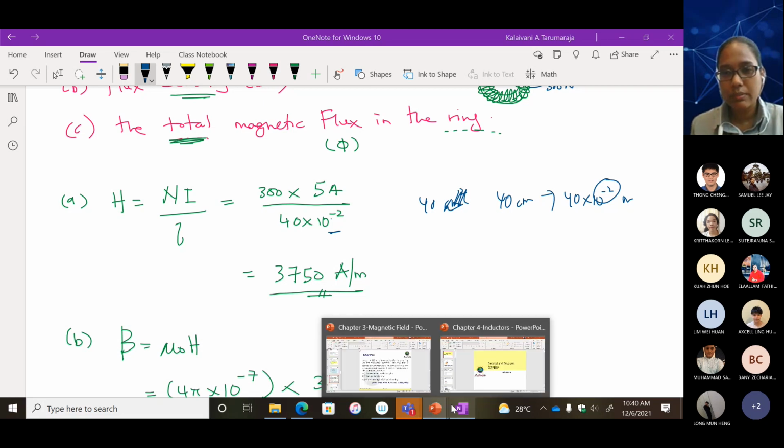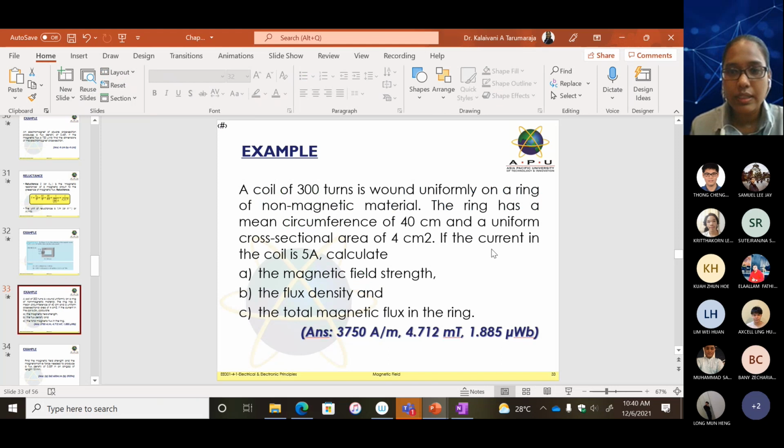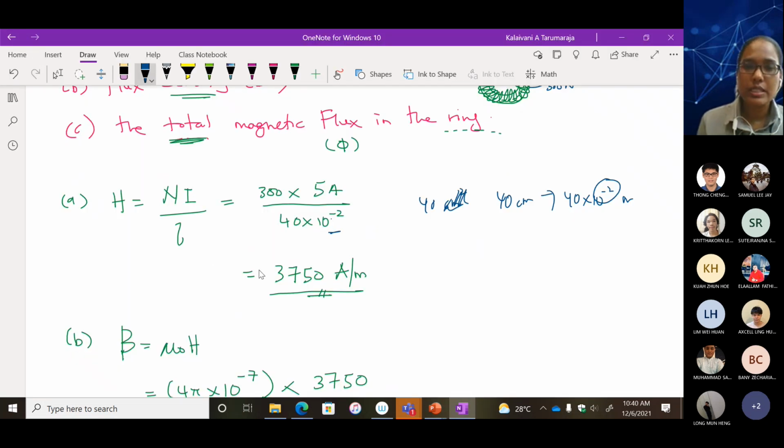So you may have a look. Miss is not sure whether the unit is the same or not, since it is 40 cm. It is the same information that Miss used in OneNote. So you will have 3,750 A over meter based on your calculation. The same one you will get based on your calculator.